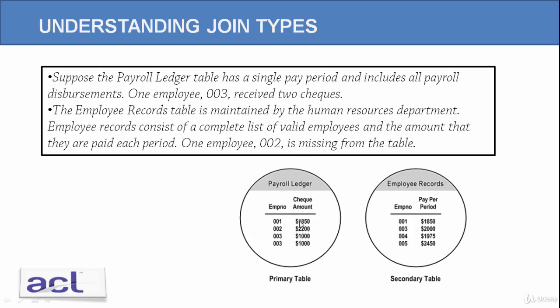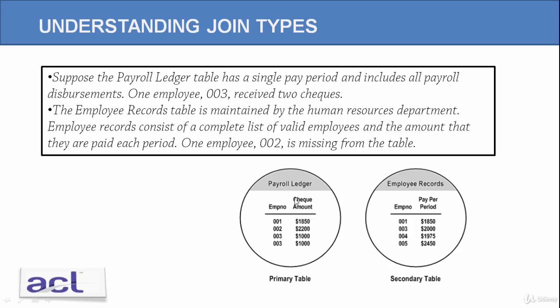and this payroll ledger is from the guys in finance. So as an auditor, you really want to be sure that the information you have on this table, which finance wants to pay out, actually agrees with what you have on the HR table, the HR employee records. So how do you go about that?